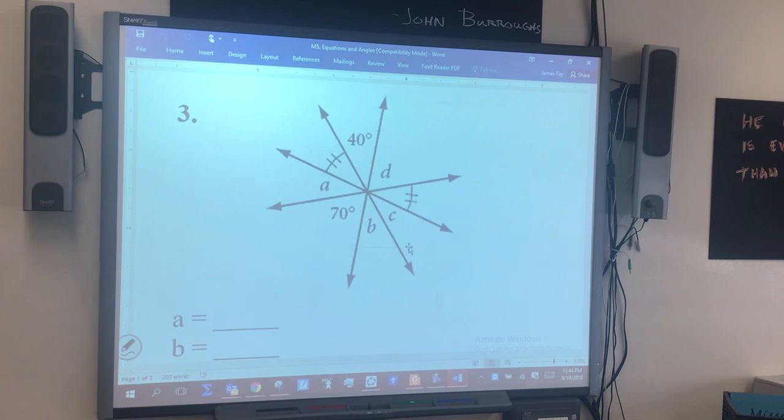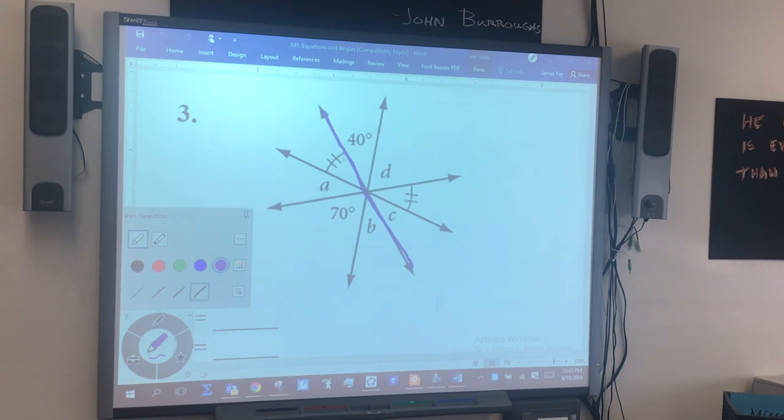Okay? When I look at this, I see the 40 and the 70. They're kind of jumping off the page at me because they're things that I know concrete values for. The other thing jumping off the page at me are these congruencies. Now, if I look at those congruencies, are those vertical angles? No. Because they're not made by the same lines, right?